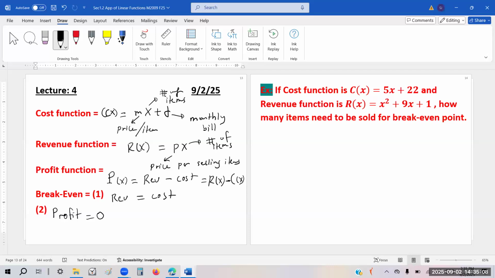Depending on what information you have, sometimes you use revenue equals cost. You use that when you know your revenue and cost functions. And if you don't know revenue or cost, but you do know the profit function, then you just use it. Any question? So this is what you learned last week.